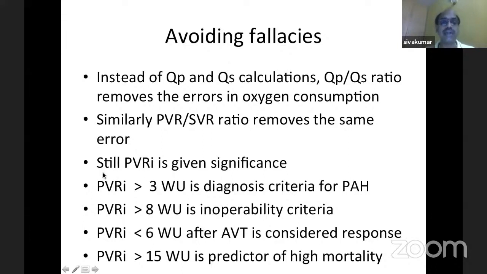But unfortunately, absolute PVRI is still given significance. Diagnostic criteria for PAH is absolute PVRI more than 3 Wood units. Inoperability criteria for shunt lesion is absolute PVRI more than 8 Wood units. Positive vasodilator response testing is absolute PVRI less than 15 Wood units. So even though we would say QP by QS is better and PVR by SVR is better, many guidelines still specify absolute PVRI, and so we need to understand that oxygen consumption should be taken into consideration for the majority of calculations.